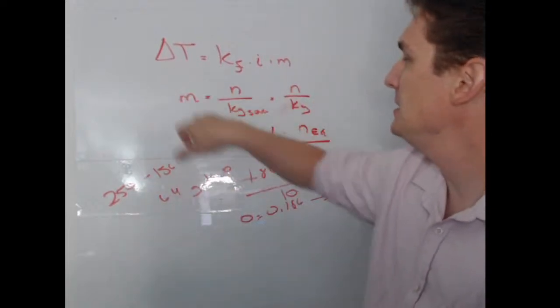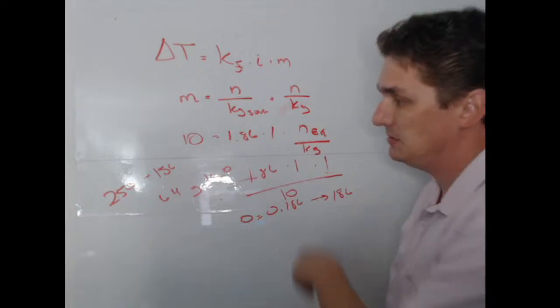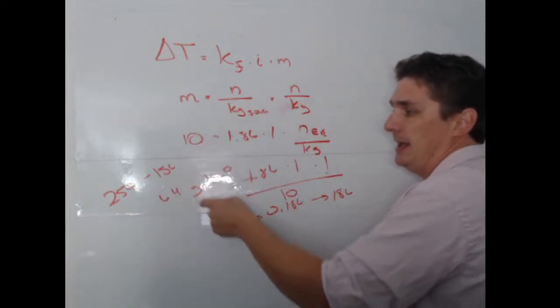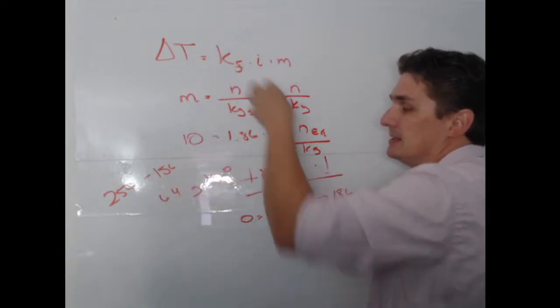So this delta T here is going to fix how many kilograms of solvent you had. And from there, that'll tell you how much water wasn't used in making this solution.